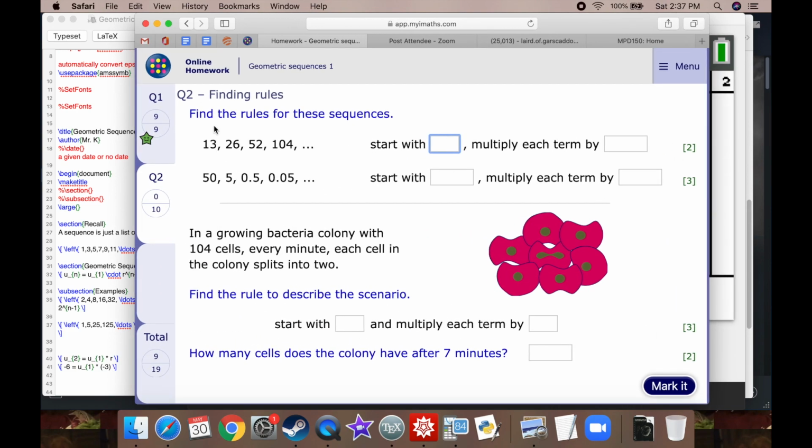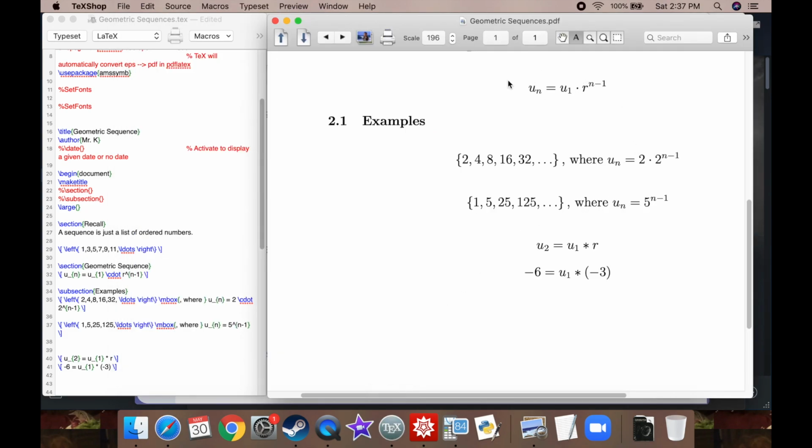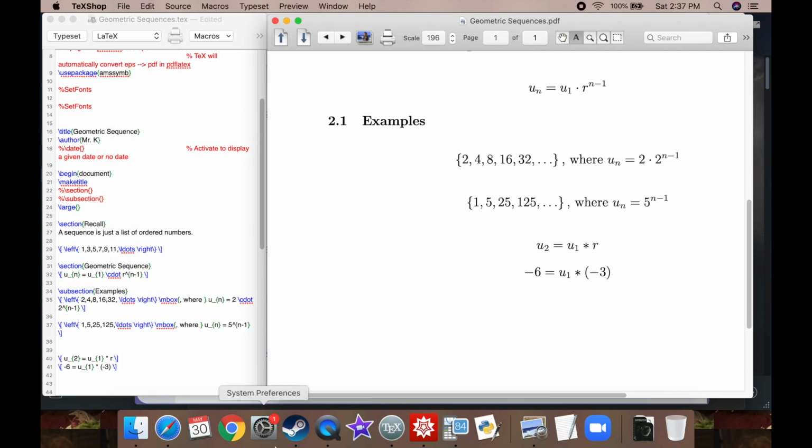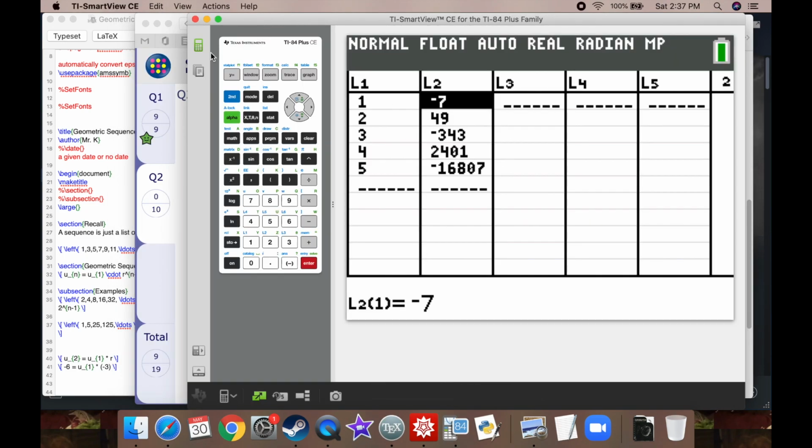Pretty easy. Find the rules for these sequences. When they say rule, they really want to know what the formula is here. Okay, so not bad, not hard at all. So let's see, find the rules for these sequences. Well, it says start with, what's the first number? 13. Okay, what do you multiply each term by? Well, you could just take any term and divide it by the previous term, and it'll tell you what the answer is. So let's pull up our calculator.